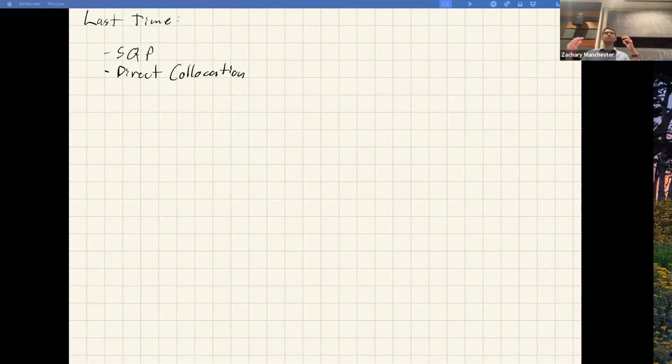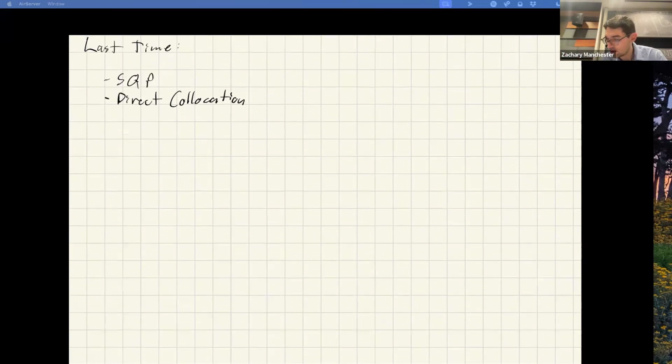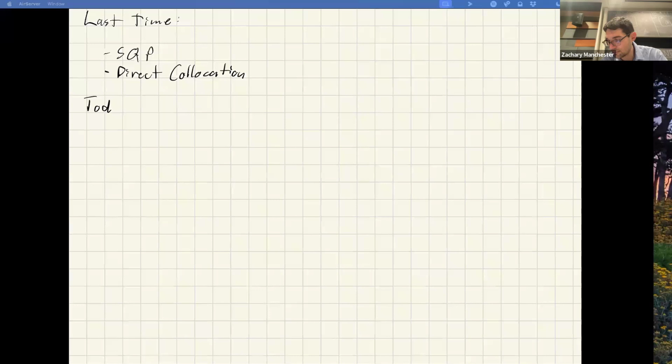And then we used that to do direct collocation, which is sort of the other major paradigm, I would say. Right now, in modern robotics and aerospace applications, if you're doing nonlinear trajectory optimization, you're probably doing either DDP or direct collocation. Those are the two big ones. And there are pros and cons. So today, we're just going to have a brief chat about the relative merits, the pros and cons of those things.